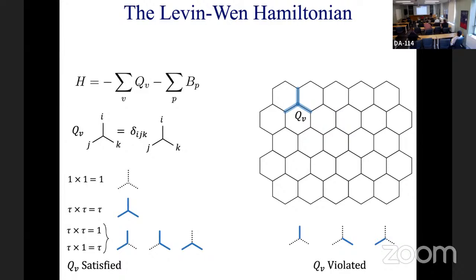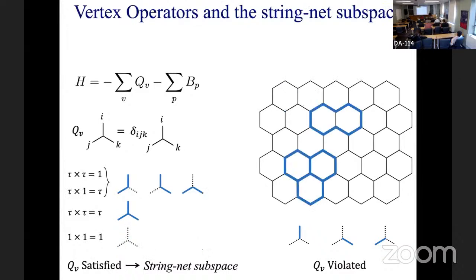QB is violated when a single tau line comes to a vertex. In other words, when QB is enforced, all the configurations that we can have are basically in the form of loops or nets like this. You can again see this is similar to the toric code, but in the toric code you only have loop configurations, whereas in this case you also have net configurations because this kind of branching rule is allowed.